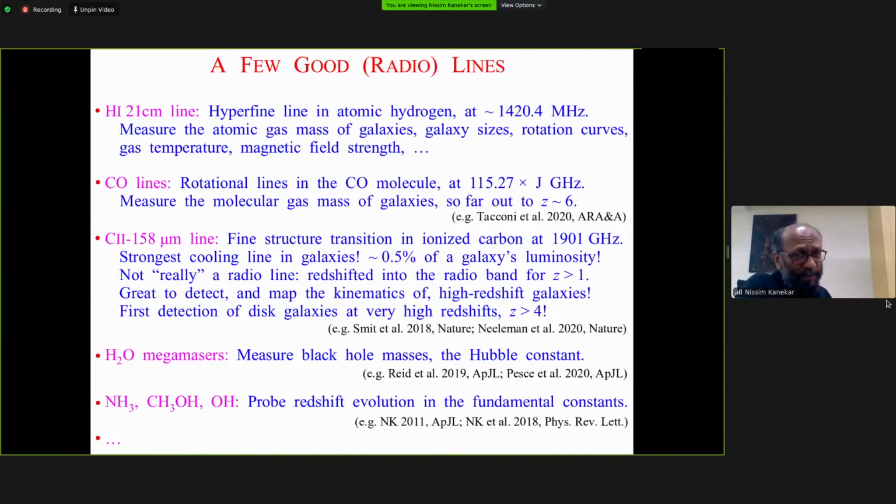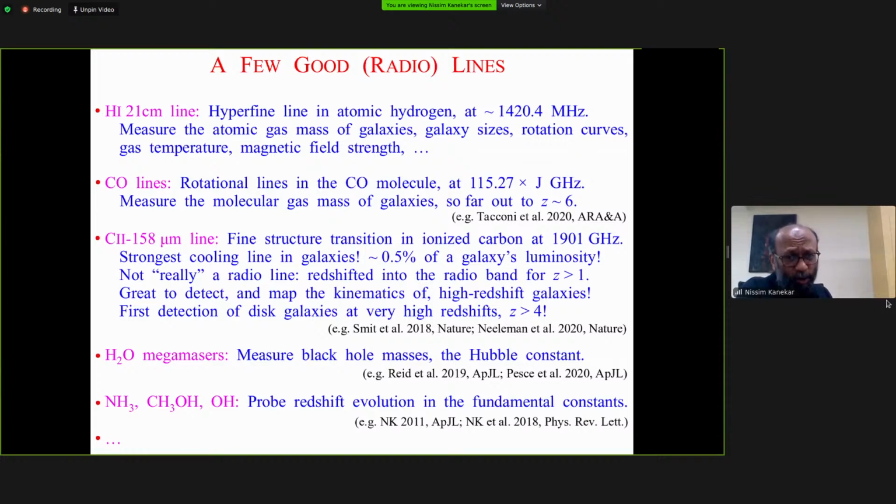First, of course, is the 21 centimeter line of atomic hydrogen. As I said, this is a hyperfine line at 1420 megahertz. And this lets you measure the atomic gas mass of galaxies. It lets you measure galaxy sizes, which you saw just now are much, much, much bigger than the sizes measured in stars. It lets you measure rotation curves of galaxies and, for example, probe the existence of other forms of matter. It lets you measure gas temperatures. It lets you measure the magnetic field strength in galaxies, all kinds of stuff. And I'll talk about this in more detail on Monday.